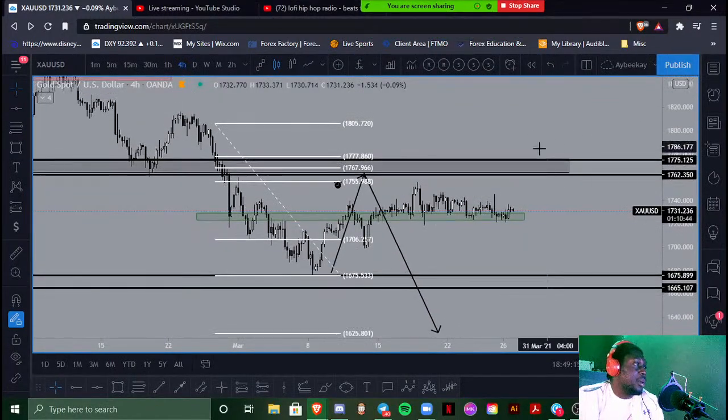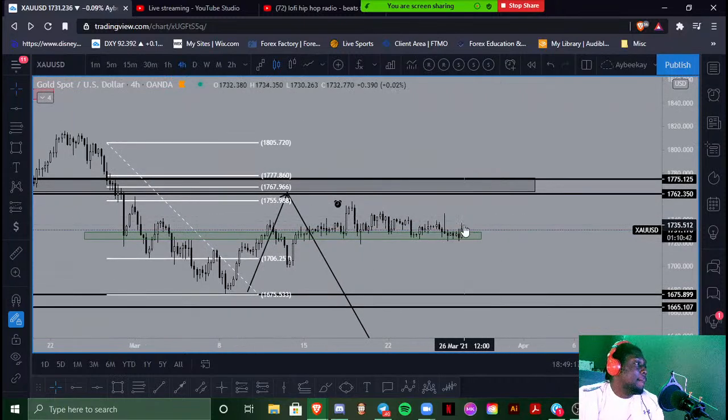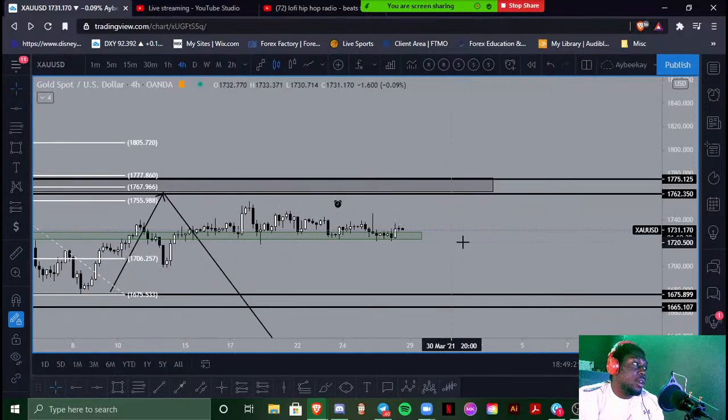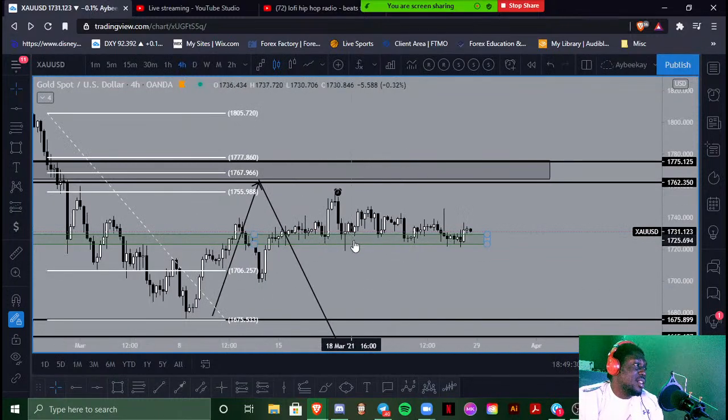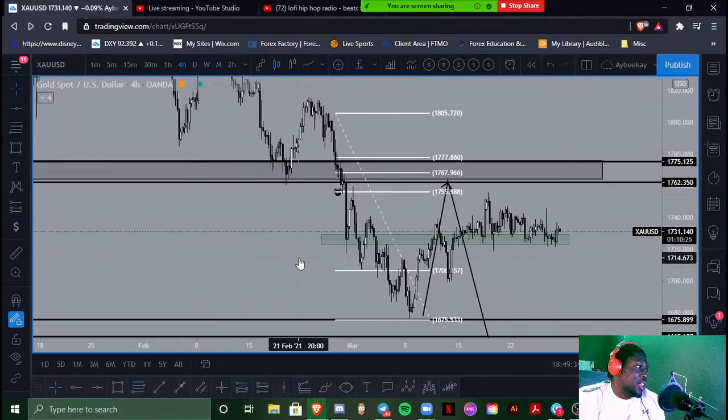Just wanted to make sure that my mic was moving. Like I said, it's just been consolidating, going up, down, up, down. Look at this candle right here. With this candle, I would think that price is going to drop, but it's just been consolidating and still holding at this support, because that's what I'm looking at this as.